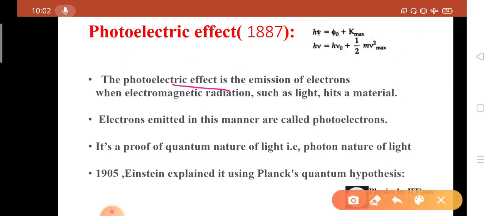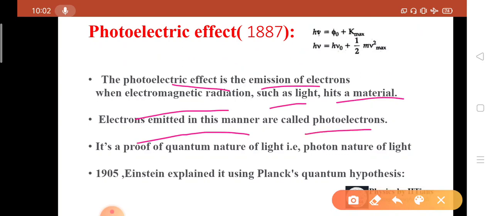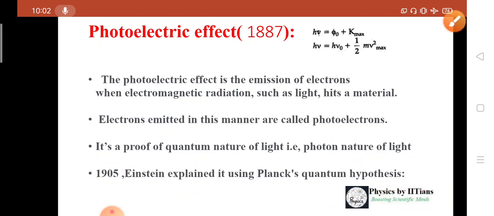The photoelectric effect is the emission of electrons when electromagnetic radiation such as light hits a material. The electrons emitted in this manner are called photoelectrons, and it's a proof of the quantum nature, or photon nature, of light. In 1905 Einstein explained it using Planck's quantum hypothesis.